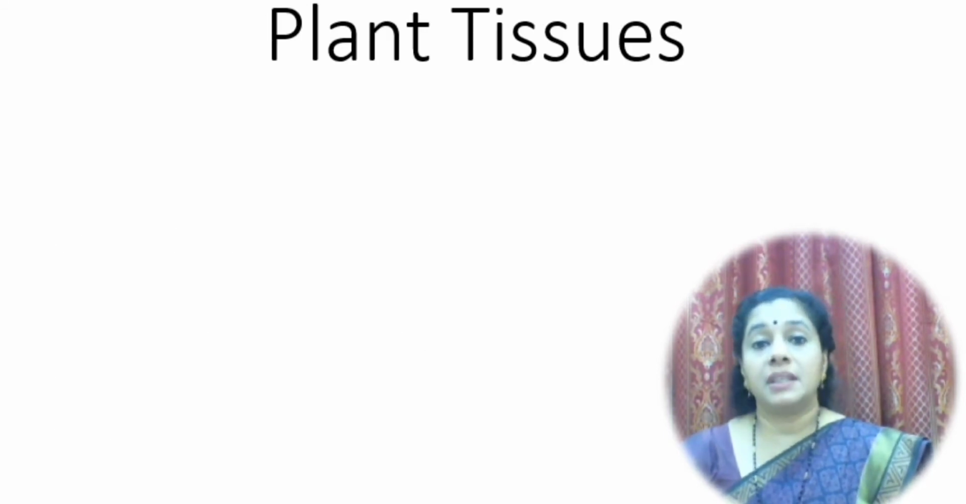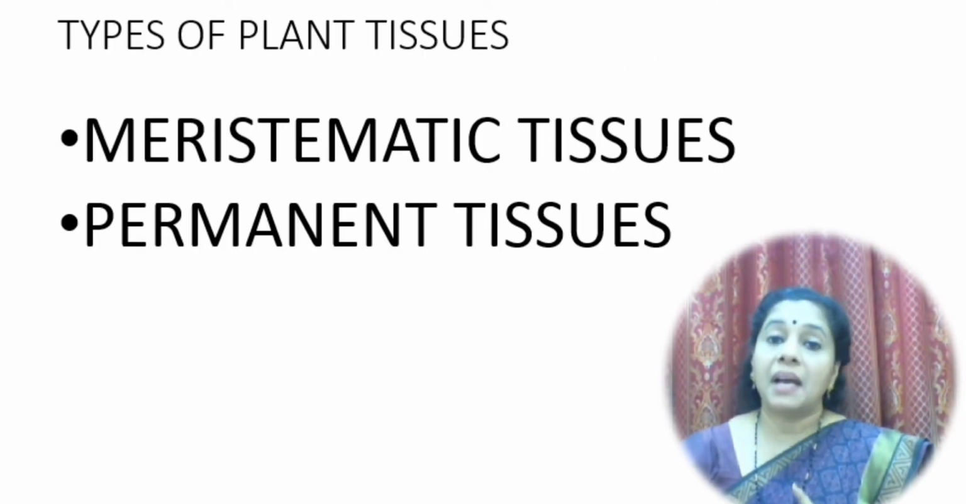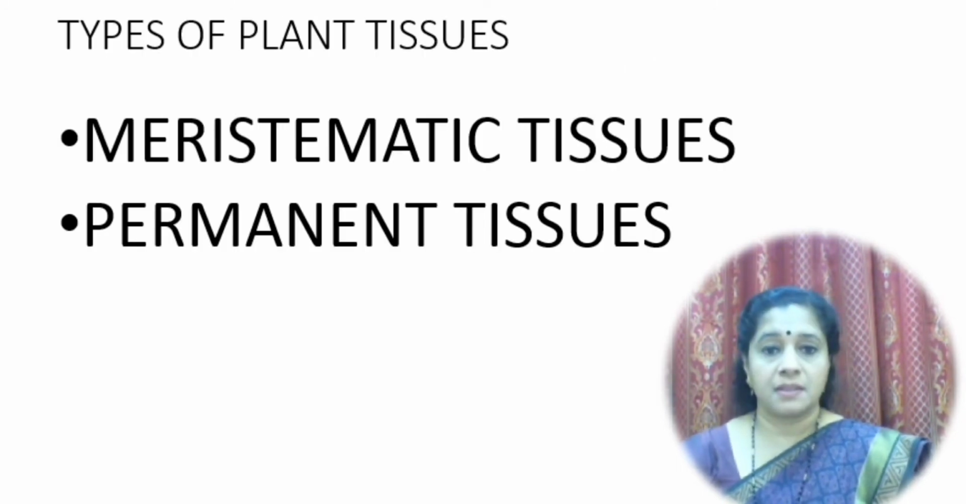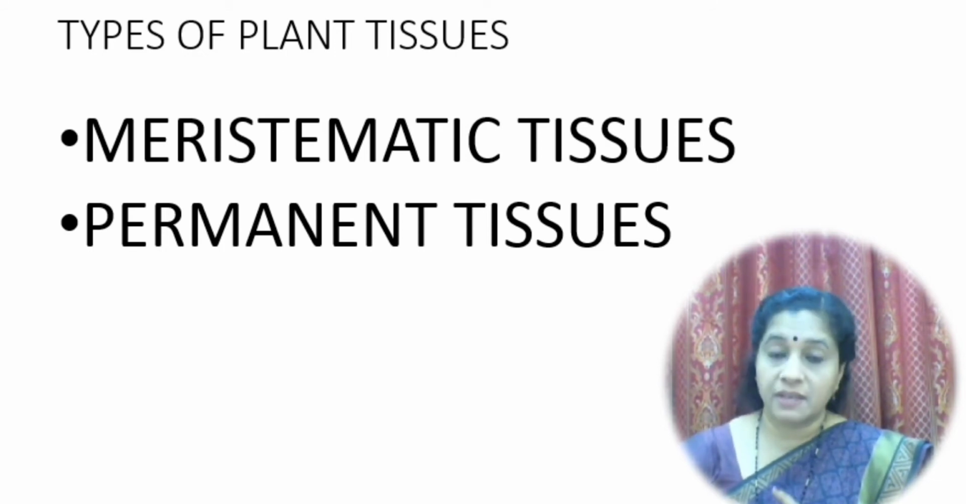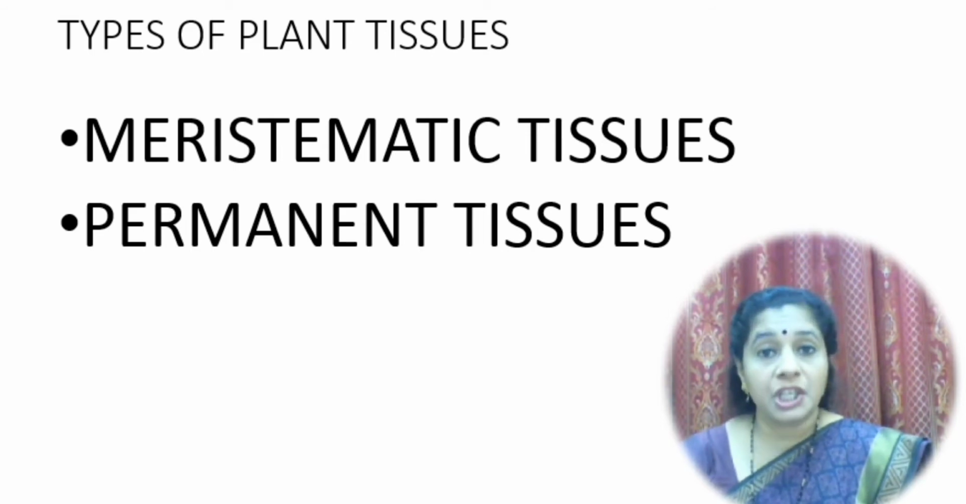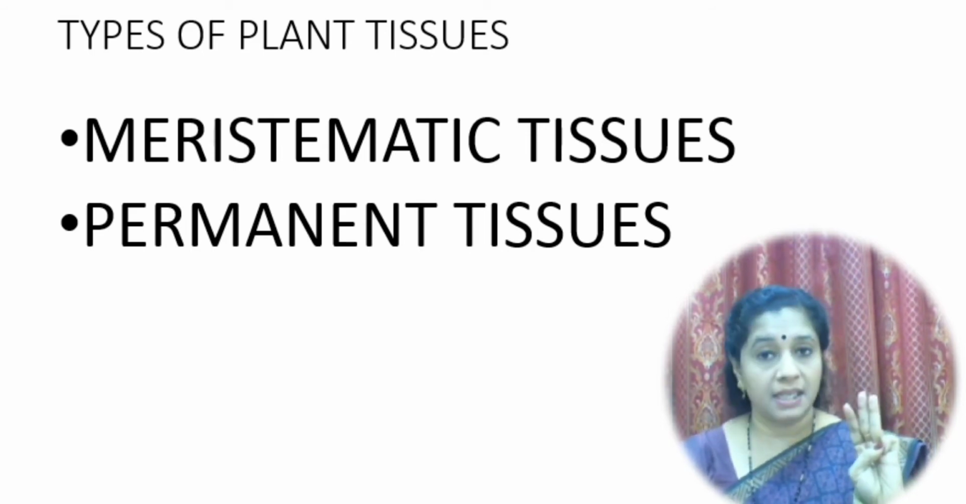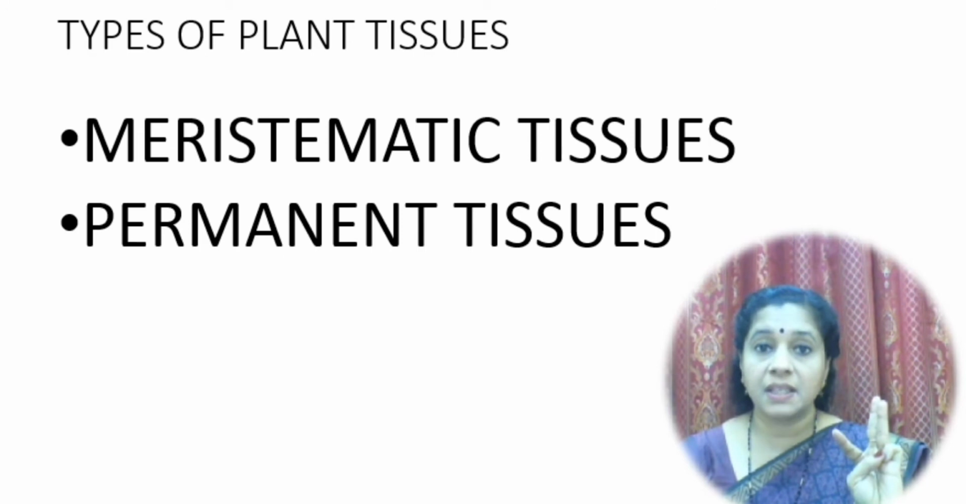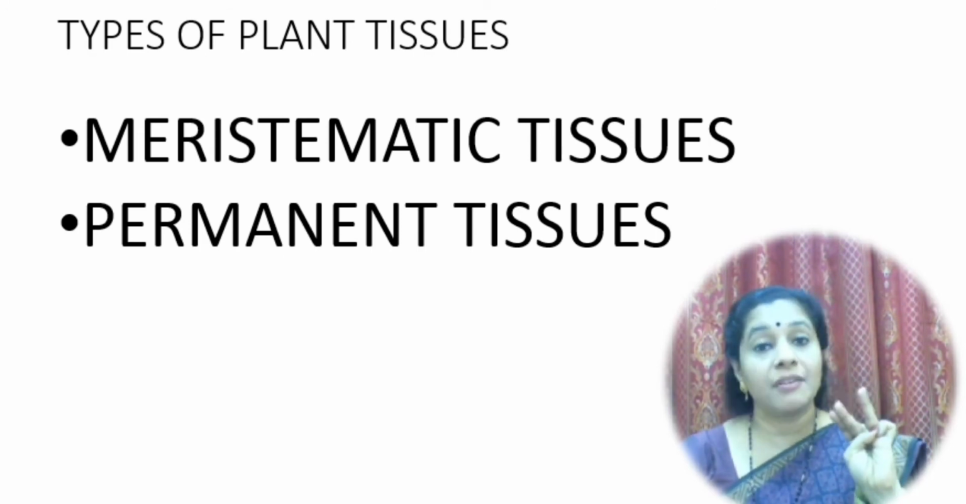Now we have to learn plant tissues in detail. Plant tissues are classified into two types. The first type is called meristematic tissues and the second type is called permanent tissues. Now we have to study each one in detail. Before we start learning the different types of tissues, let me remind you, whenever we are learning a tissue, we have to learn three aspects in detail: the structure of cells present in the tissue, the location and function.